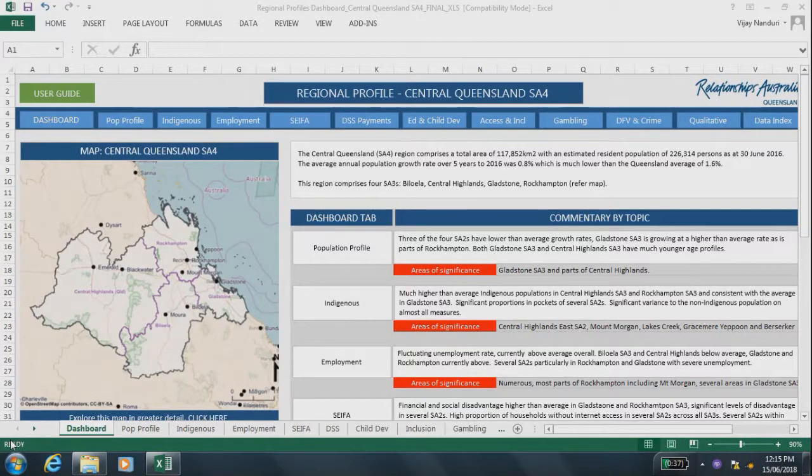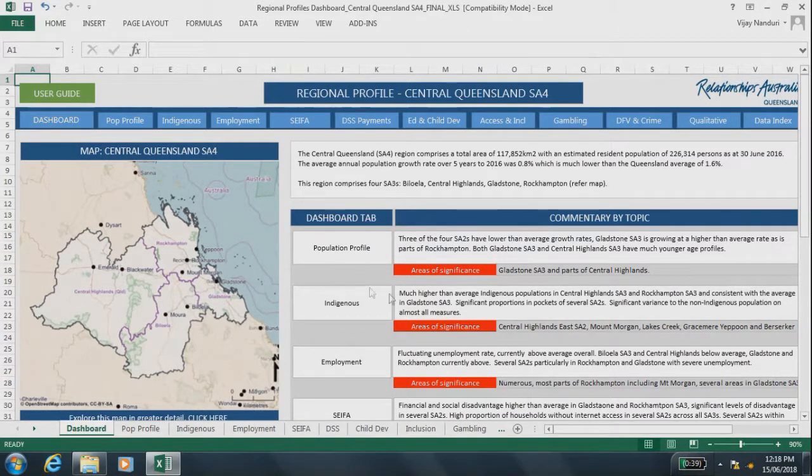We'll now cover the structure and main components of the dashboard. The profiles have been developed in Excel, but essentially operate like a web page. The main components of the profiles are the front page or dashboard page, the topic tabs, the qualitative tab, the data index, and the user guide.